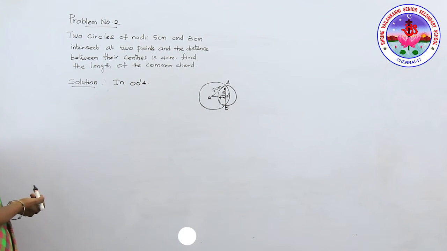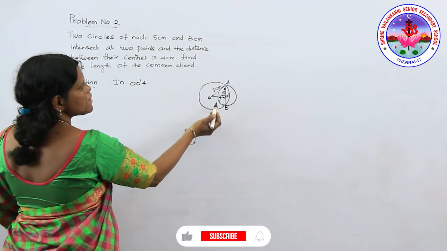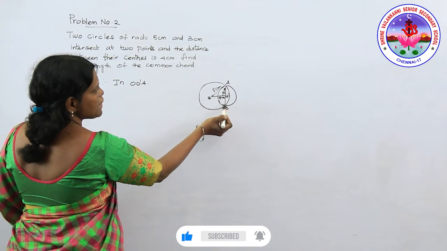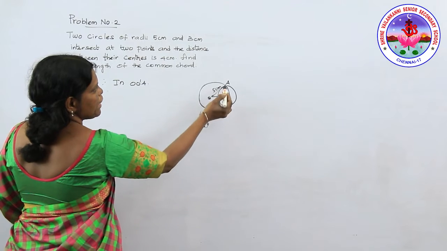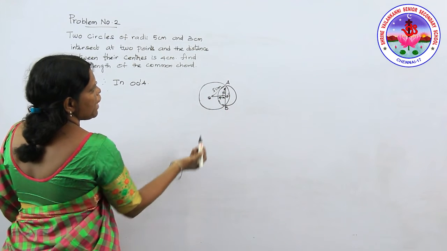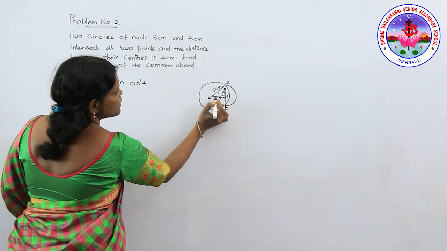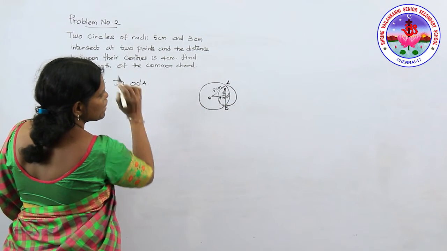Find the length of the common chord. I've drawn the two circles of radius 5 cm and 3 cm, which intersect at the points A and B. AB is a common chord, and we know that O and O dash are the centers, which are at a distance of 4 cm, given in the statement.